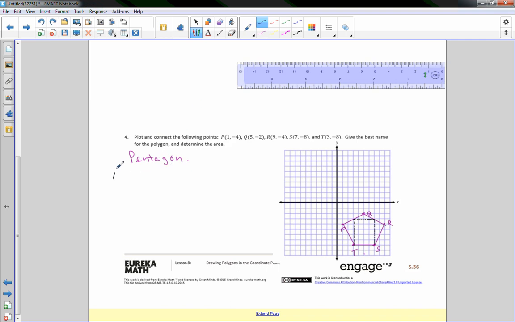So the area of the rectangle equals base times height. So the area of the rectangle equals a base of 1, 2, 3, 4. This is a distance of 4. 1, 2, 3, 4, 5. This is 5. So it's base 4 times height 5. So the area of the rectangle is 20 units squared.